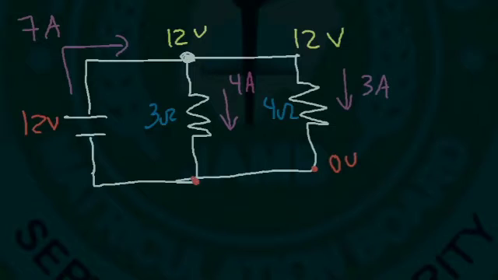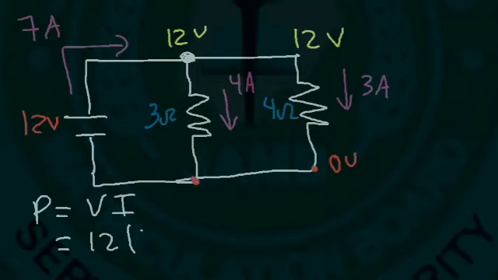Now let's calculate the power delivered by the battery and the power absorbed by the two resistors. So the power delivered by the battery is P equals VI. The voltage of the battery is 12 and the current that it delivers is 7. 12 times 7 is 84. So the battery delivers 84 watts of power.